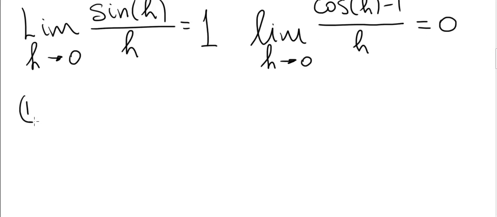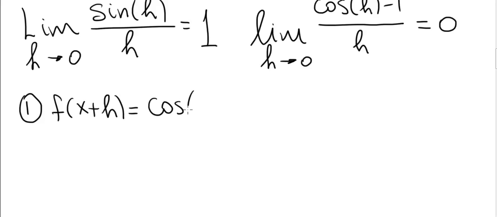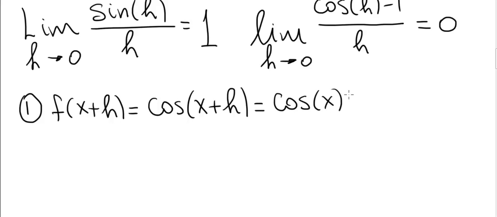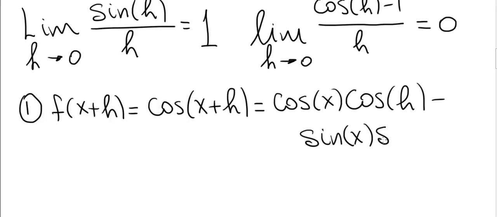We'll do it in 4 steps. The first step is to compute f of x plus h. In our case, it's cosine of x plus h. Let's use that trig identity. It is cosine of x times cosine of h, minus sine of x times the sine of h.